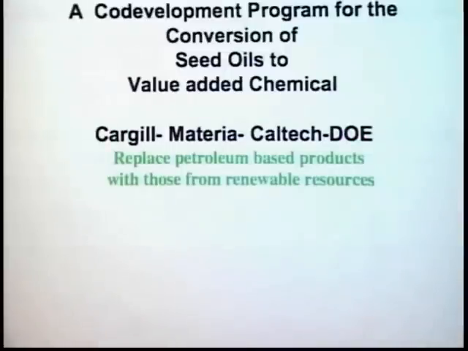DOE knows Department of Energy. Cargill is a large private agricultural company. It used to be the largest privately owned company in the U.S., just got beat by someone else slightly. But they basically buy everybody's corn and soybeans. And a small company called Materia, which is a company I helped found to commercialize this technology. I'll be happy to talk about commercialization if you're interested. Caltech, which is my lab, so that's the collaboration. DOE is interested because they want to replace petroleum-based products with those from renewable resources.